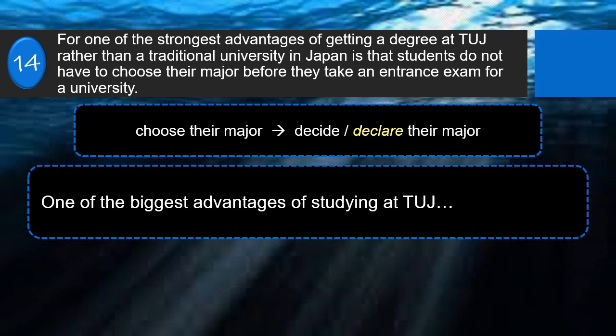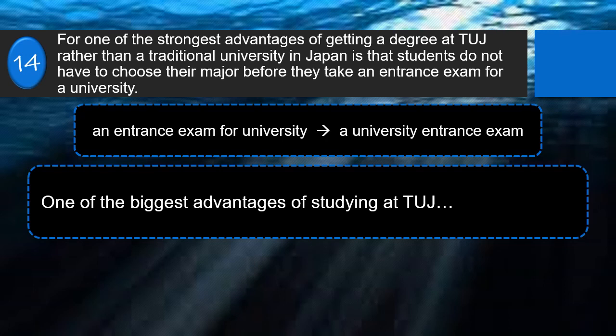The official, correct vocabulary for American universities: you declare a major. This is the official announcement to the school, to your advisor, this is my major. Declare their major.